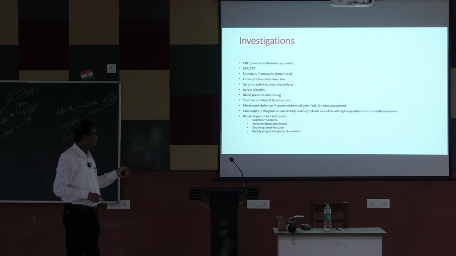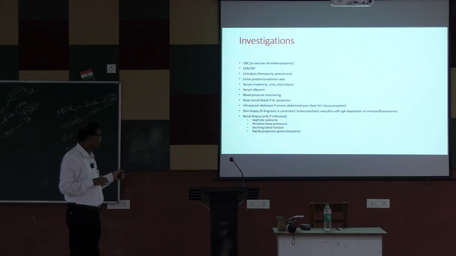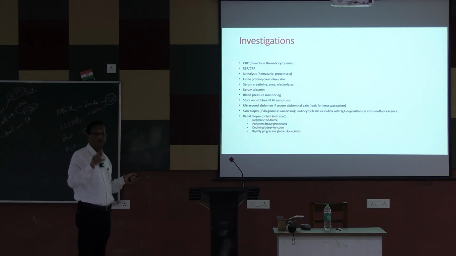Do the renal function test to see whether renal involvement is there or not. Serum albumin to see whether hypoalbuminemia is there or not. It is common with renal involvement, and common with raised blood pressure, so blood pressure monitoring is important. Stool for blood to see whether any hemorrhage is occurring or not.